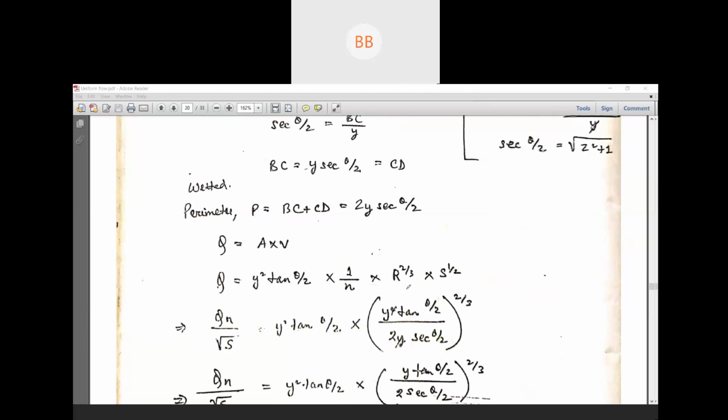Then we have used Manning's equation: 1 by n, R to the power 2 by 3, S to the power half. So here y square tan theta by 2 root over slope, we bring out to the left hand side. What will be left is y square tan theta by 2 multiplied by R. R is your area by perimeter, area by weighted perimeter.